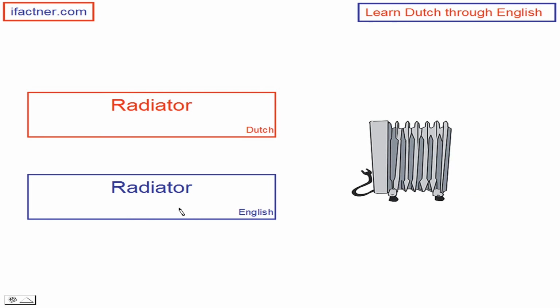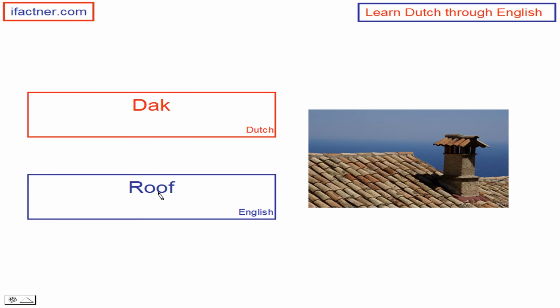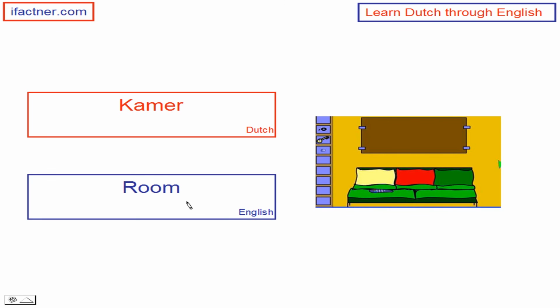Radiator is radiator, R-A-D-I-A-T-O-R, radiator. Roof is dak, D-A-K, dak. Room is kamer, K-A-M-E-R, kamer.